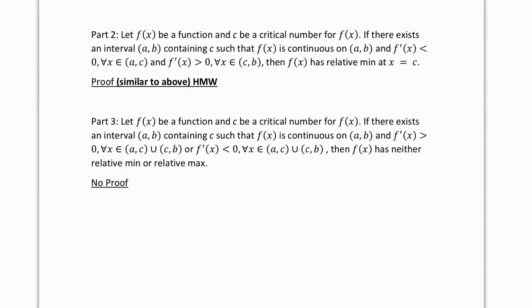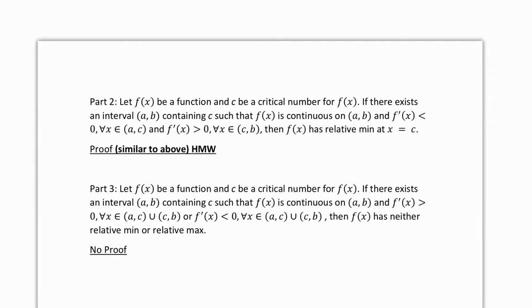Now for part 2, you can do this proof for homework. It's very similar to the first one. Let f(x) be a function and c be a critical number, if there exists an interval a b containing c such that f(x) is continuous on a b, f prime of x is less than 0 for all x in the interval a to c, and f prime of x is greater than 0 for all x in the interval c to b, then f(x) has a relative minimum at x equals c.